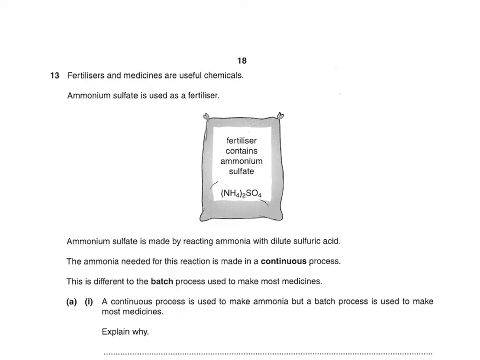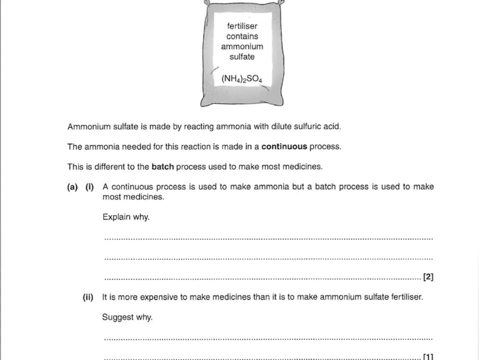Next question is about fertilisers. It says ammonium sulfate is used as a fertiliser. Ammonium sulfate is made by reacting ammonia with dilute sulfuric acid. The ammonia needed for this reaction is made in a continuous process. This is different to the batch process used to make most medicines. A continuous process is used to make ammonia, but a batch process is used to make most medicines.